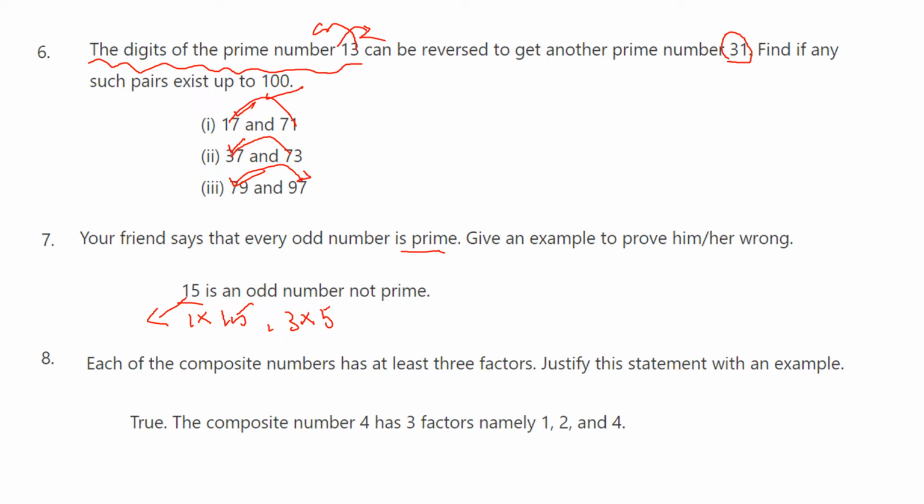So that statement is wrong. Each of the composite numbers has at least 3 factors. Justify the statement with an example. If this statement is true, so if we take a composite number 4, the factors are 1 into 4 is 4 and 2 into 2 is 4. So the factors are 1, 2, and 2 repeated we write only one time, enough. So 1, 2, 4. So the composite number has 3 factors. So the statement is true.